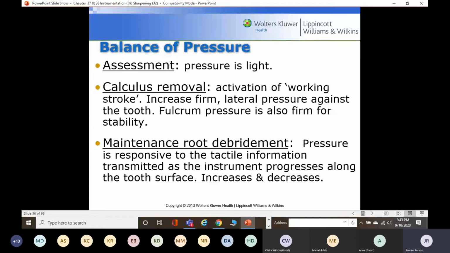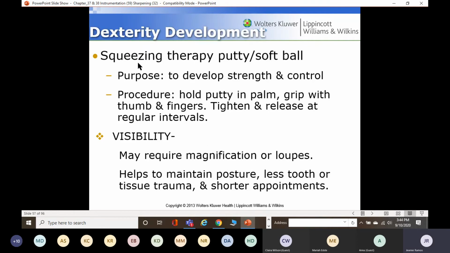So it's a matter of applying, not applying, and applying and not applying, which really means that you're squeezing your instrument and unsqueezing it intermittently as you go, as well as when you're doing strokes with your instrument. So it's going to increase and decrease your pressure.